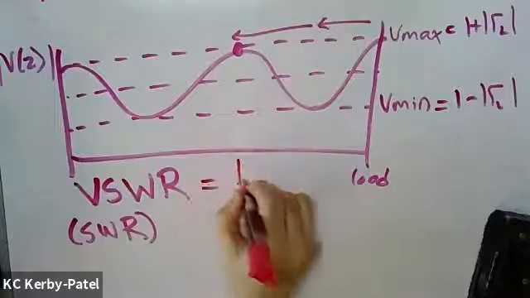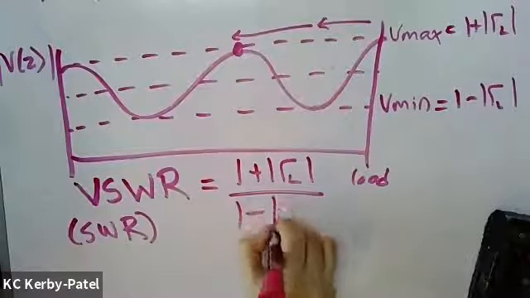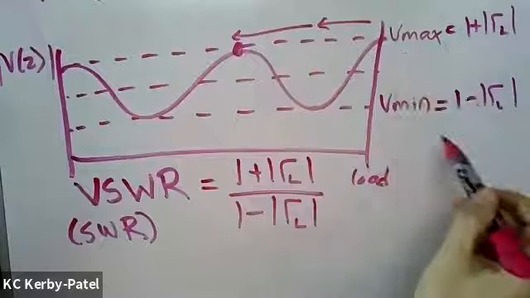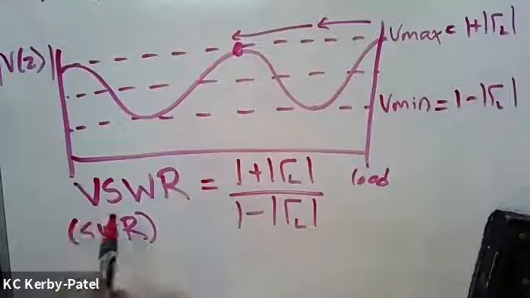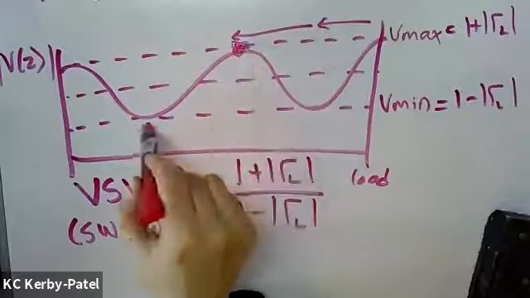And it's 1 plus magnitude gamma divided by 1 minus magnitude gamma, or the max voltage divided by the minimum voltage. Makes sense why you would call it the voltage standing wave ratio now, because it's the ratio of the voltages in the standing wave.